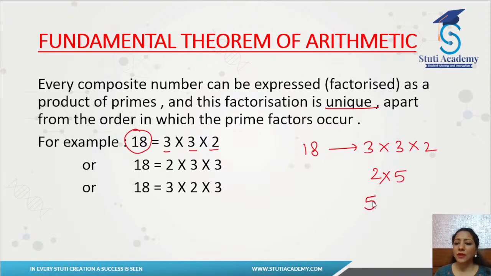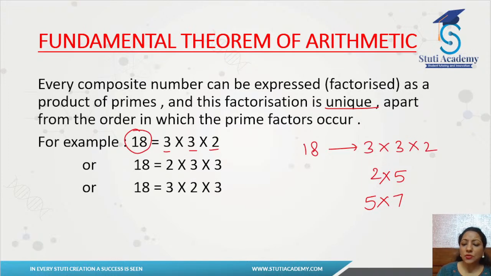We cannot write it as 5 into 7. That will also not come out to be 18. So the prime factors are unique. So it has to be 3, 3 and 2. But the order in which the prime factors occur, they can vary. We can change the order. We can write this as 2 into 3 into 3. Or 3 into 2 into 3. We can change the order, but the prime factors will remain the same.